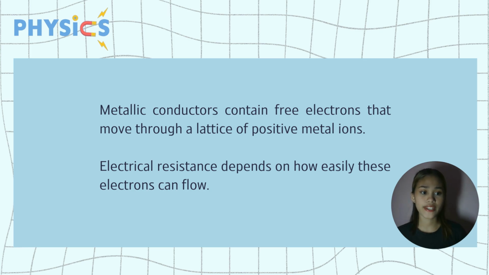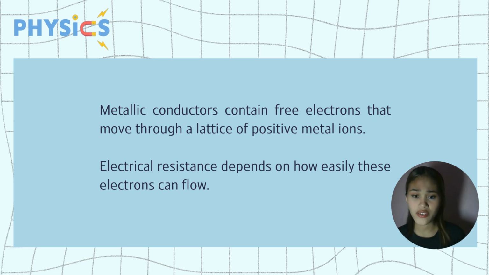So first, a metallic conductor is simply a metal that allows electricity to flow easily. Why? Because metals have free electrons, tiny particles that love to move around.